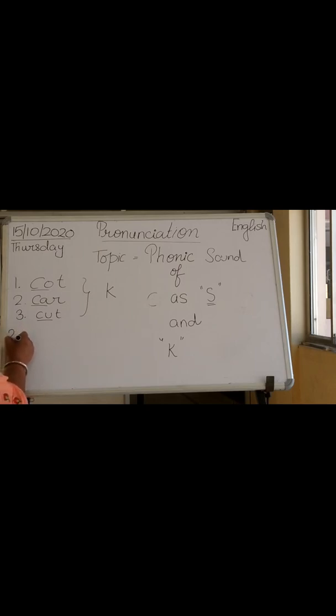In this next rule, we have discussed that if C is followed by I, Y, E, then the sound will be S, like city, cyber, cent. City, cyber, cent. So here C is producing S sound.